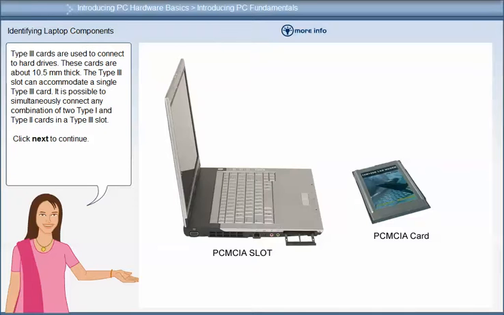Type 3 cards are used to connect to hard drives. These cards are about 10.5 mm thick. The Type 3 slot can accommodate a single Type 3 card. It is possible to simultaneously connect any combination of 2 Type 1 and Type 2 cards in a Type 3 slot.